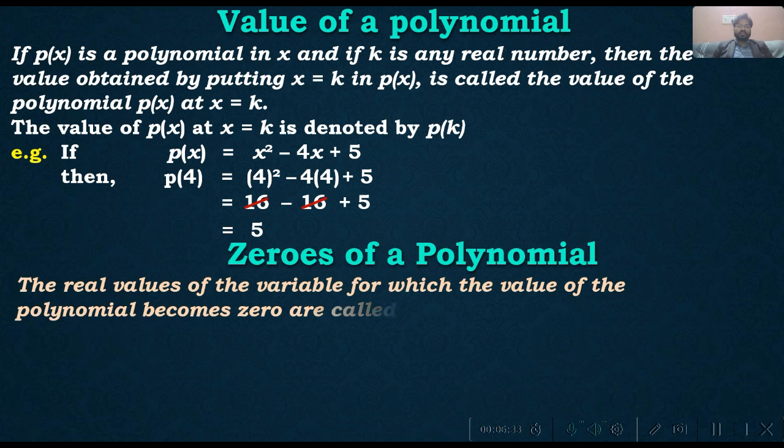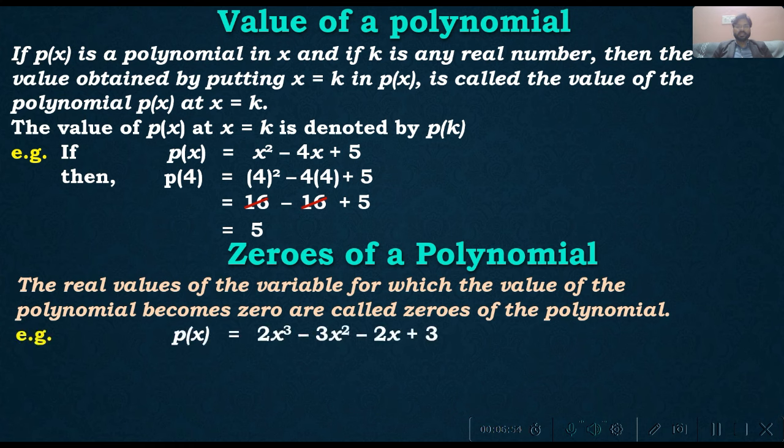Zeros of a polynomial: the real values of the variable for which the value of the polynomial becomes 0 are called zeros of the polynomial. मतलब रियल वैल्यू ऑफ द वेरिएबल की वो रियल वैल्यू जिसकी वजह से पॉलिनोमियल का वैल्यू 0 हो जाए इज कॉल्ड जीरोस ऑफ द पॉलिनोमियल.